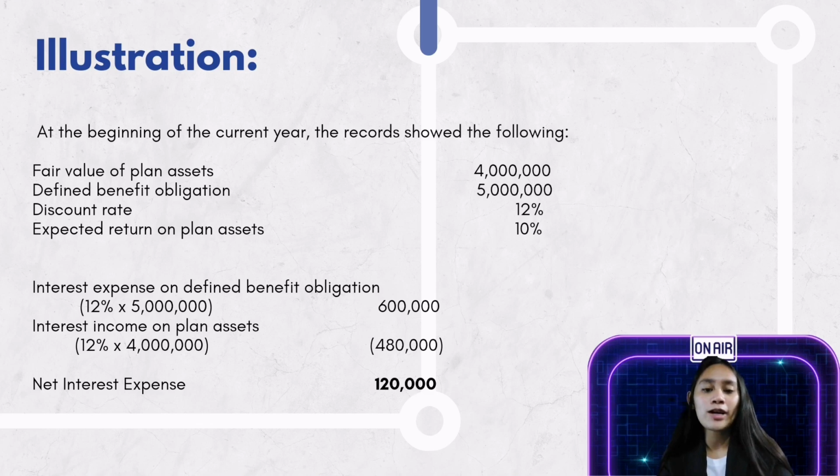To get the interest income on plan asset, 12% discount rate times 4 million fair value of plan assets equals 480,000. To get the net interest income, 600,000 interest expense on defined benefit obligation minus 480,000 interest income on plan assets equals 120,000. Note that the 10% expected return on plan assets is ignored completely. Kasi in intermediate accounting, as much as possible, we record datas that are true.